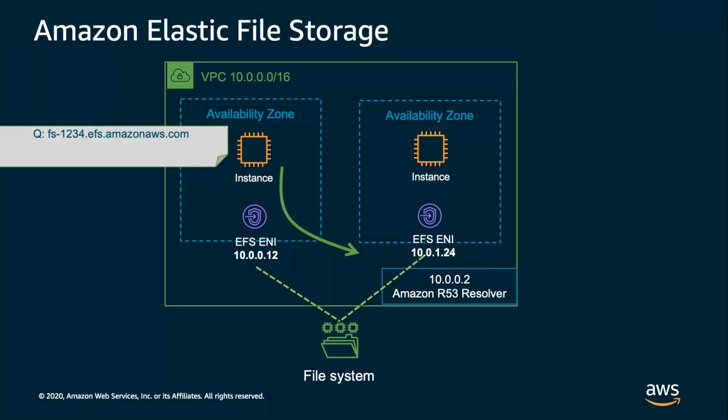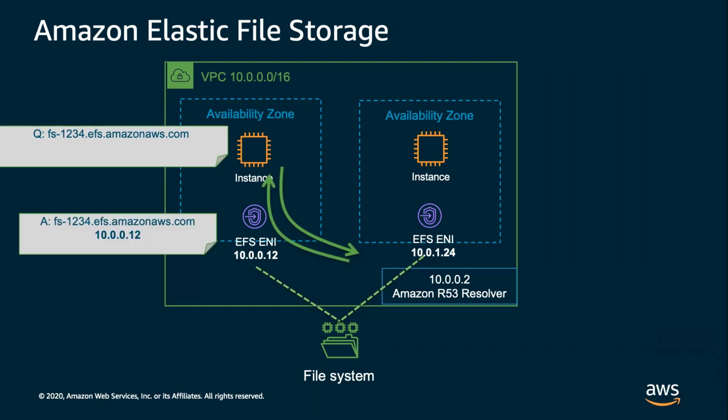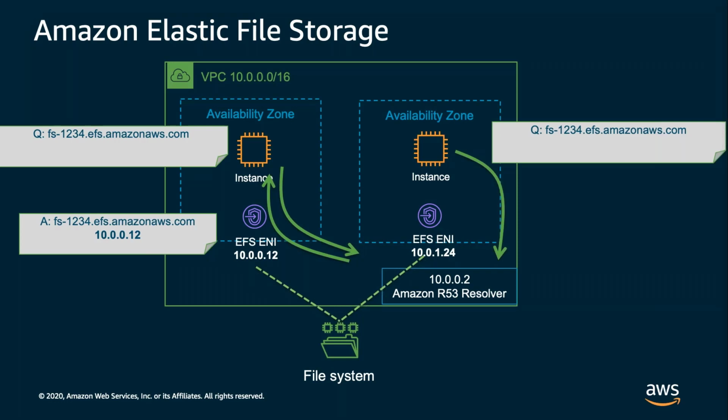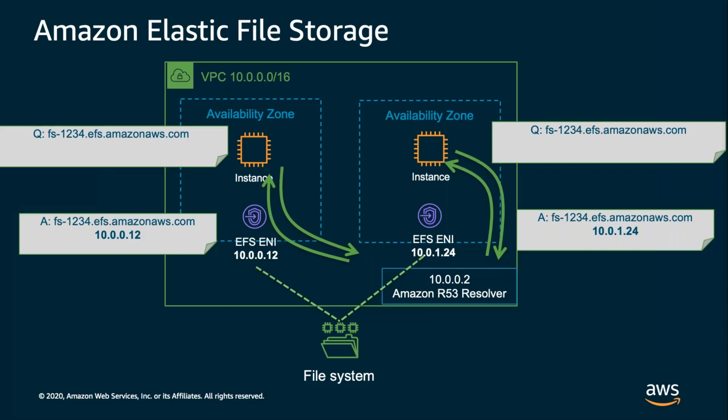So what we can do is, if we resolve through the Route 53 resolver, we actually will get the local IP address of the ENI in that availability zone. And if we do the same thing from the availability zone on the right, we'll return the ENI of the availability zone that's local to it. This is using a feature we call availability zone affinity. So there's an affinity for that domain name to resolve to the local ENI where possible for the Elastic File System. This provides high bandwidth, low latency connectivity to an endpoint local to the AZ.